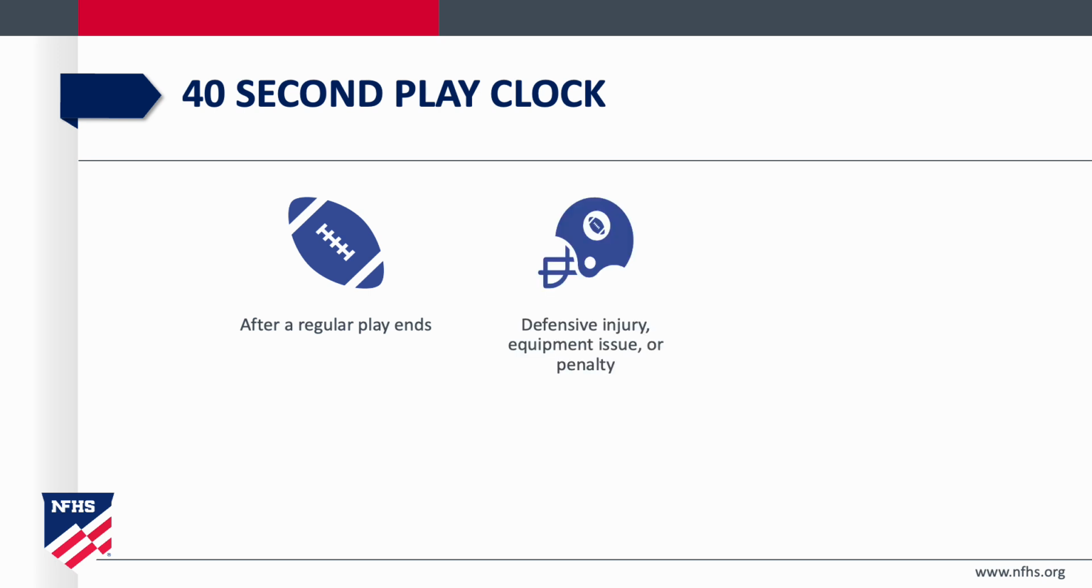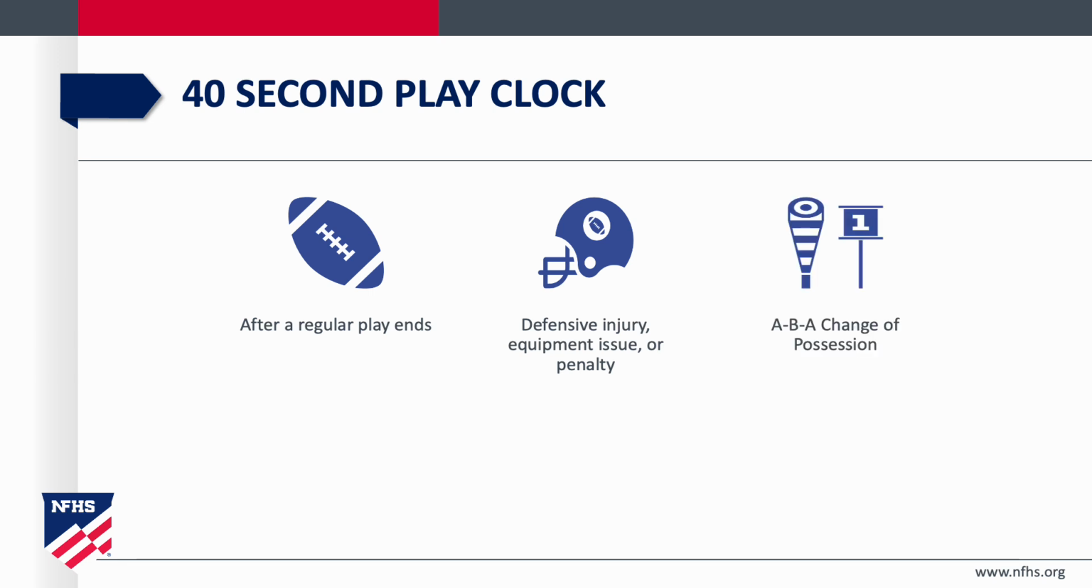We also use a 40-second play clock if the defense causes a delay in the action in which the clock is stopped. This includes if they have an injury in which an official's timeout is taken, if they are sent off for an equipment issue, such as not having a mouthpiece in or not having the knees covered with a knee pad, or if they commit a penalty. It doesn't matter if the game clock is running or not, so this can be a big advantage if Team A is trying to run the clock out at the end of a half.